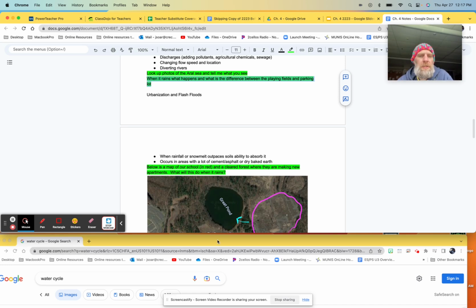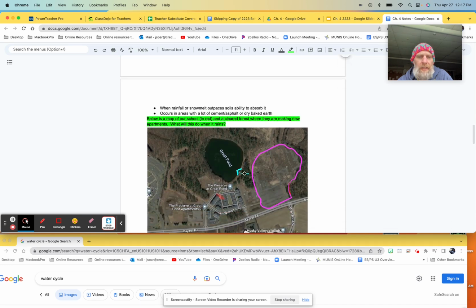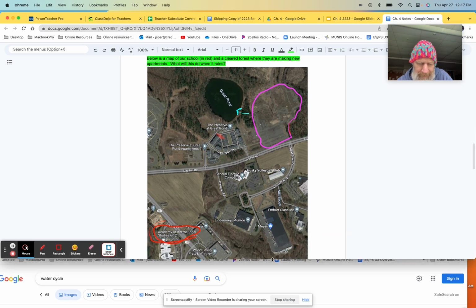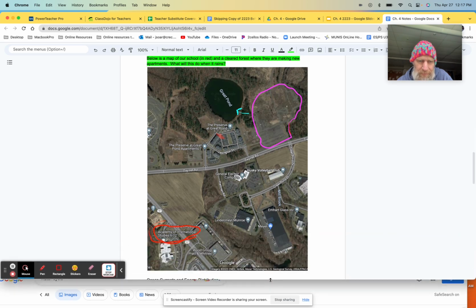All right, below is a map of our school in red and a cleared forest area where they are making new apartments. What will this do when it rains? All right, let me make this a little bigger. Dang, all right. So here's our school right here.